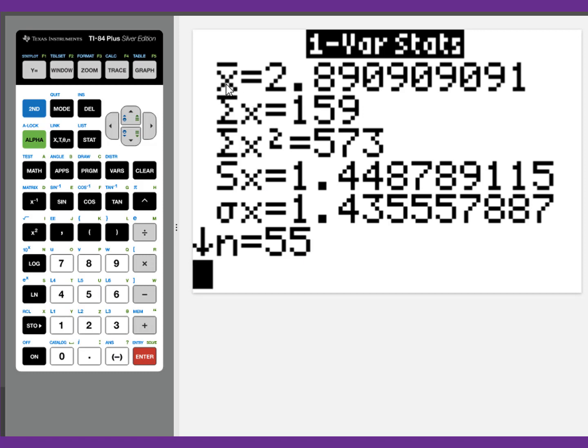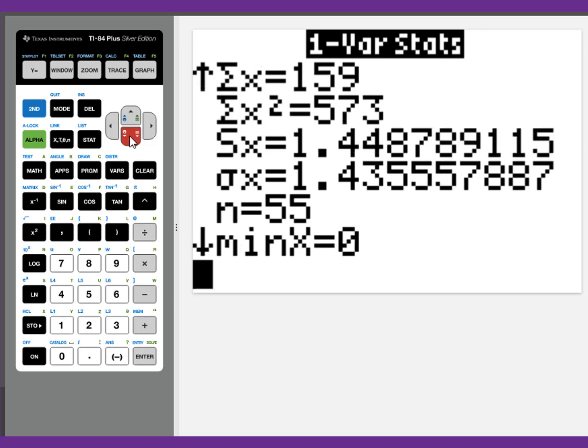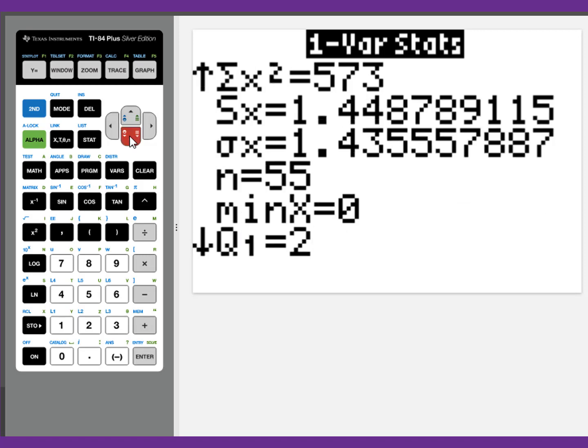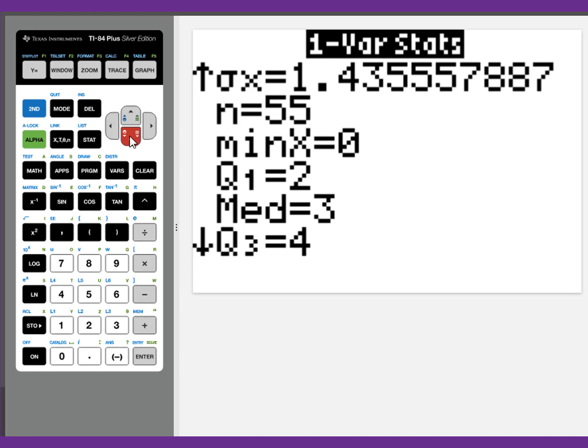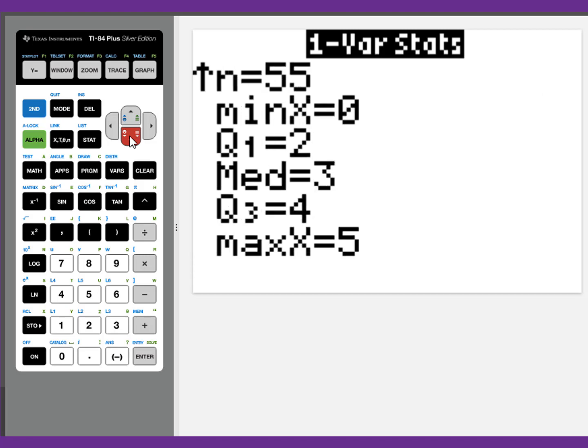See, we got the x bar, that's the mean. And this one is the standard deviation. Remember, this sigma notation is the standard deviation. This n stands for the number of data. We can move on. So we got the minimum value, first quartile, median, third quartile, and the maximum value.